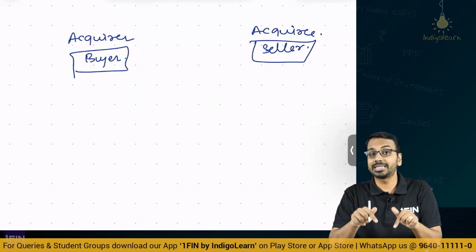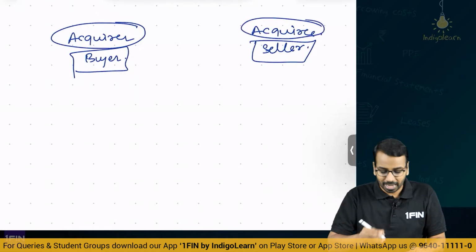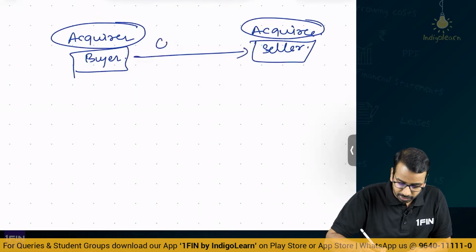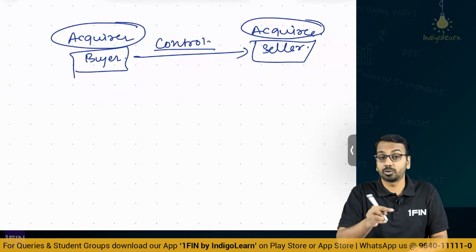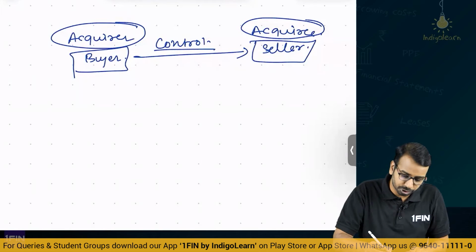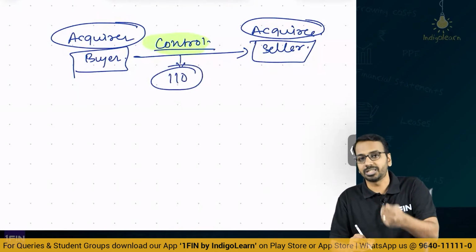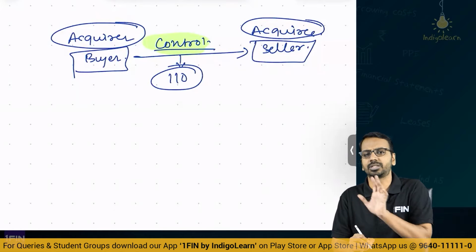Now, when it comes to the examination part of it, what happens is generally they give you the information about the acquirer and acquiree, and we have to see whether there is control. Whether the acquirer has control over the acquiree or not. Sir, how to check control? This control part is governed by Ind AS 110. When we talk about consolidation, there we will understand what is control.